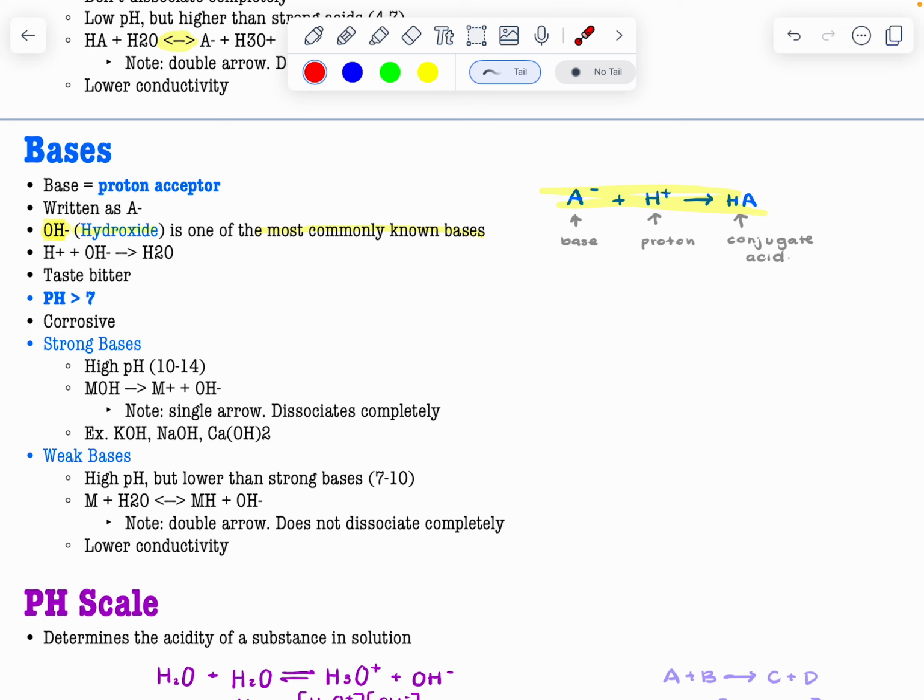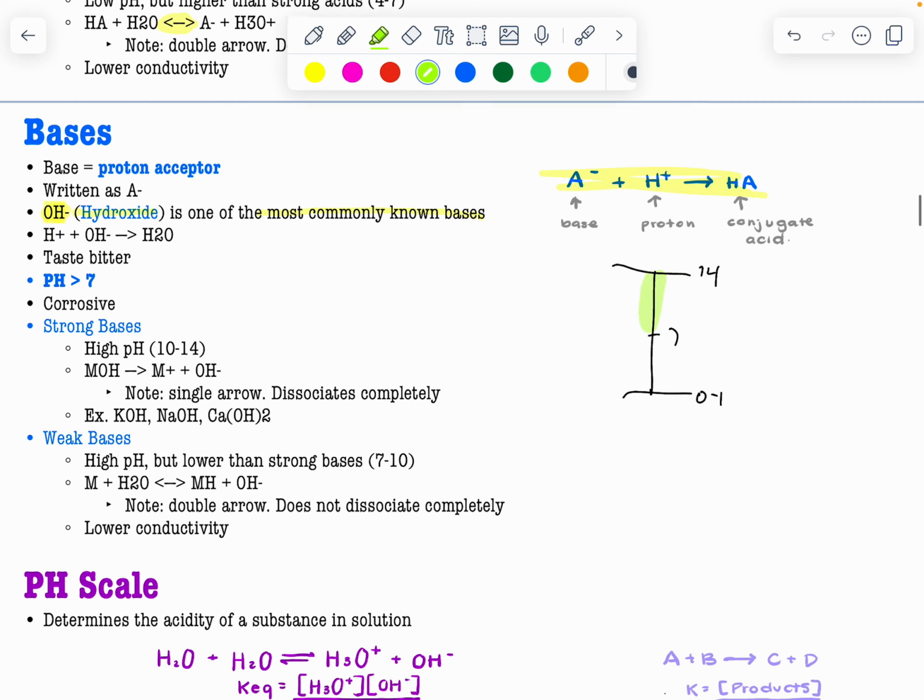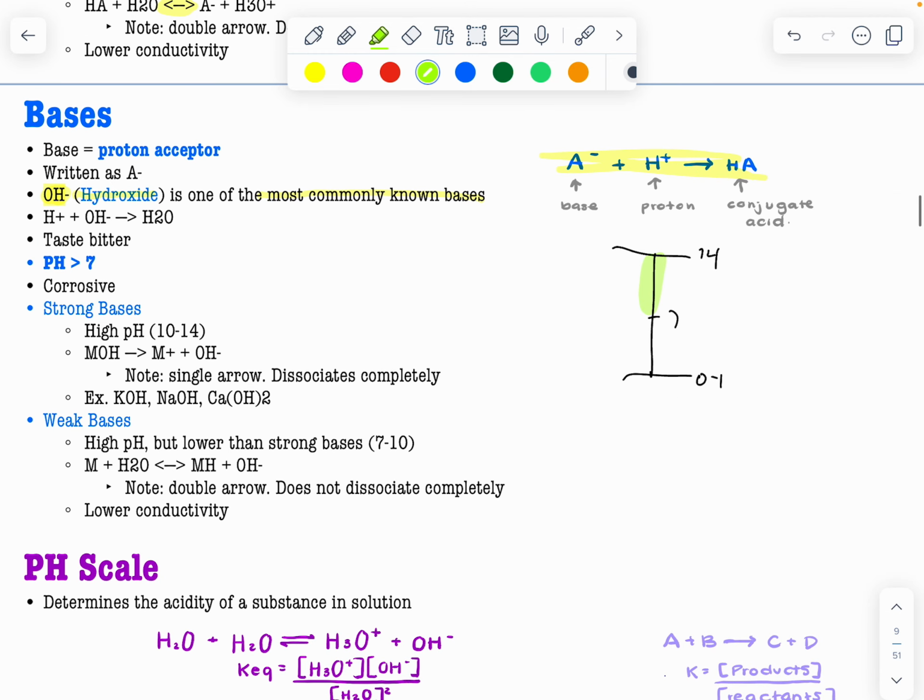What we need to know about bases is they taste bitter. They have a pH greater than 7. So if we do this little pH scale again, right here with 7, 14, 0 to 1, we are going to be referencing everything above 7 right in here for a basic component. Bases are corrosive, and then again, similar to electrolytes, we have strong bases and weak bases.